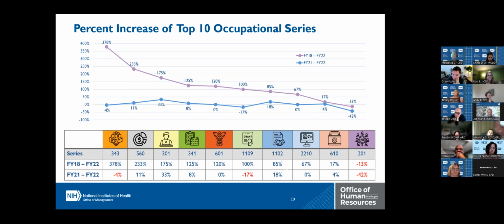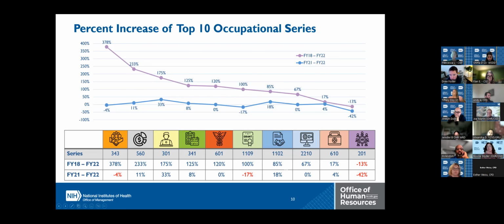The 343s actually have had the largest growth over the past 5 years. However, looking at the last year, the 343s went down 4%, and the 301s, miscellaneous admin and program, had a 33% increase over the past year.